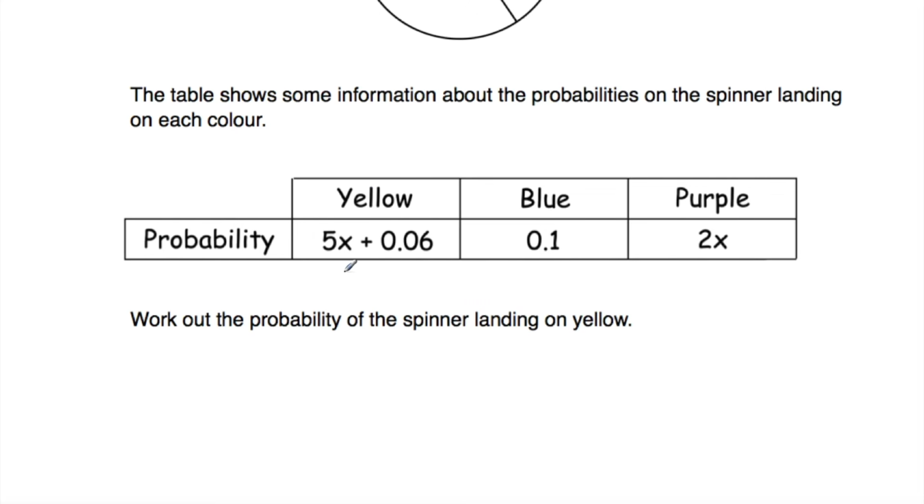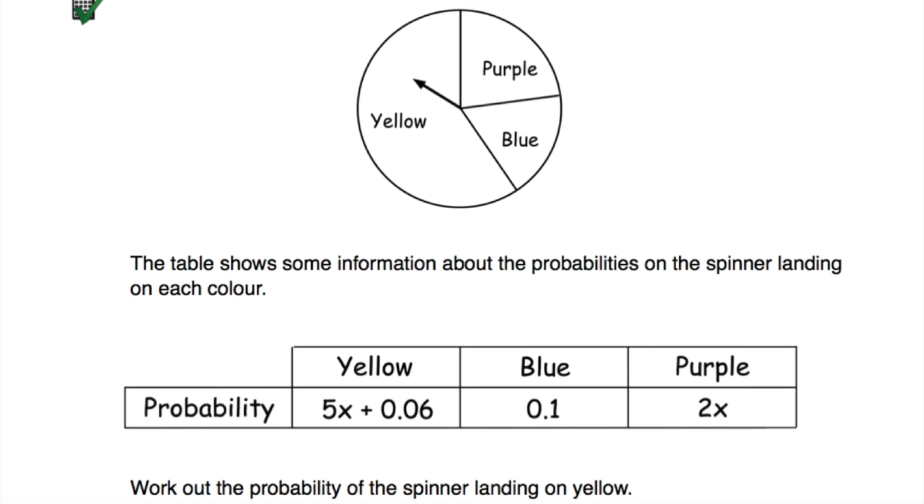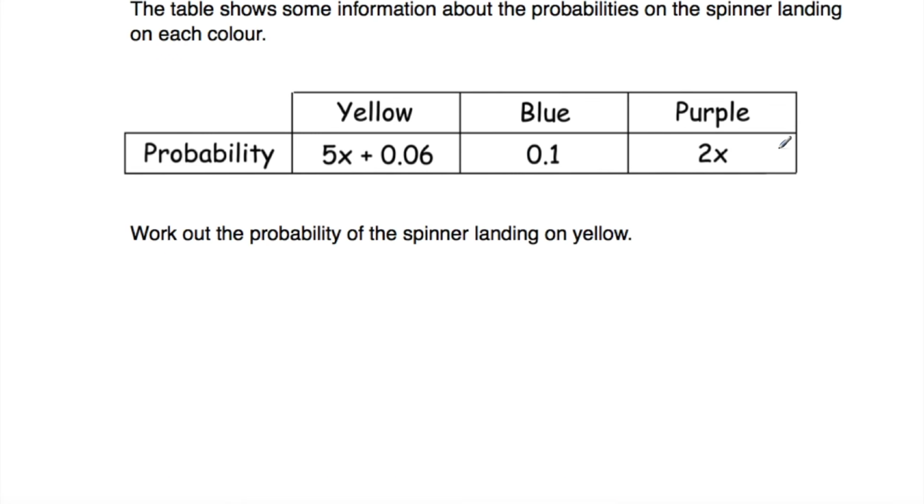So we want to find this probability. Now, because the spinner must land on either yellow, purple or blue, these probabilities will add together to be 1. If we add these probabilities together, we get 1. So that means we can form an equation. Let's add the x's to begin with. 5x plus 2x, that's 7x. And then we've got 0.06 plus 0.1, that is going to be plus 0.16. Just adding these probabilities together. And that's going to equal 1.